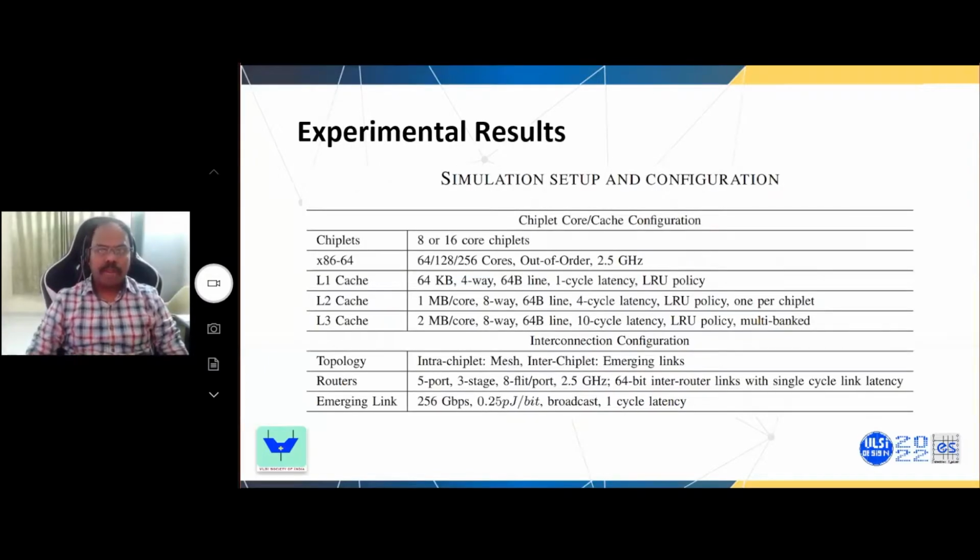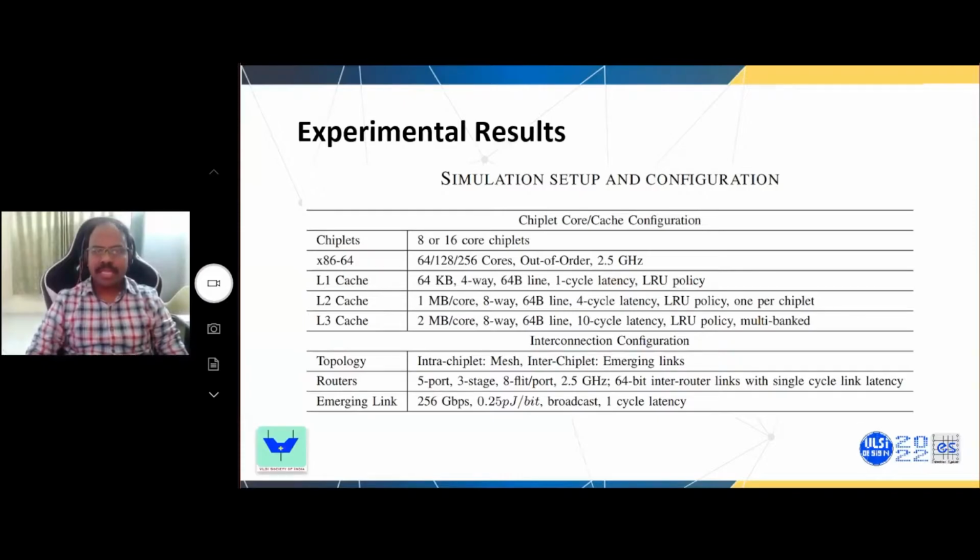So we have evaluated the proposed protocol using 64, 128, and 256 core chips, x86 cores, with the combination of either 8 chiplets or 16 chiplets. In the scope of this work, each chiplet is uniform in nature. There are equal number of cores. All the cores are of x86, x64 type. While the work is evaluated using such implementation, this is in no way a restriction for implementing the proposed protocol.